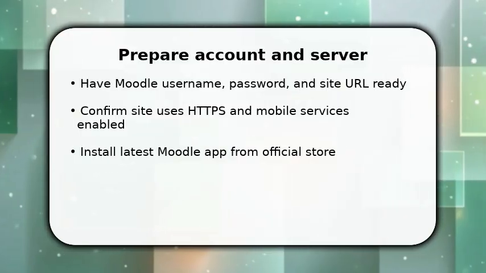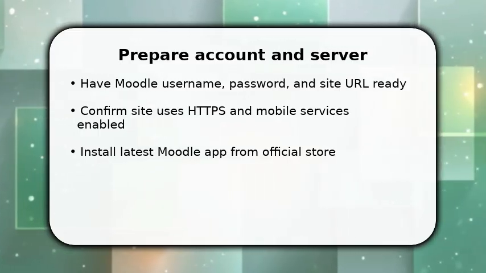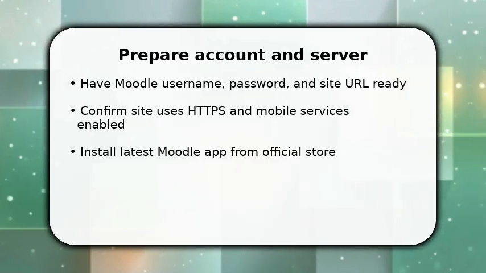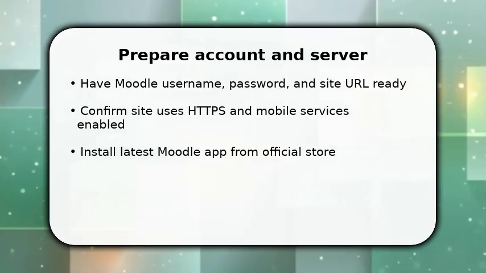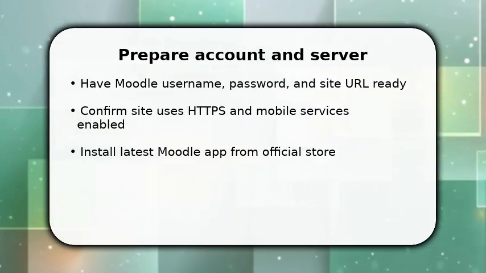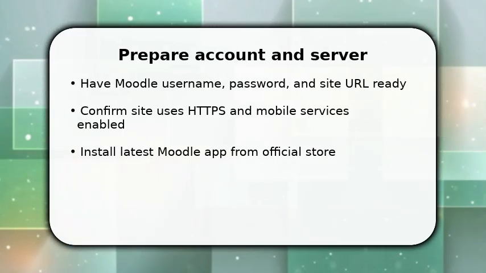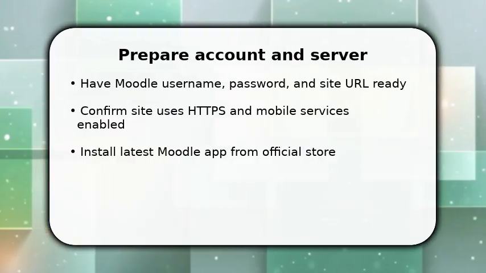You start by preparing credentials and confirming the site. Enter your Moodle site URL exactly as provided. Once done, the app discovers available services. Make sure your account is active and mobile services are enabled by your administrator because the app relies on API access. If you need, switch to Wi-Fi to avoid cellular interruptions.